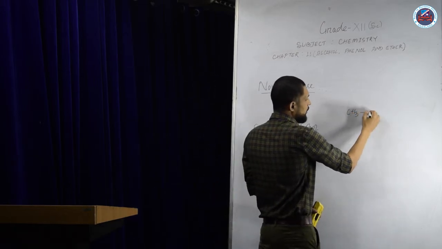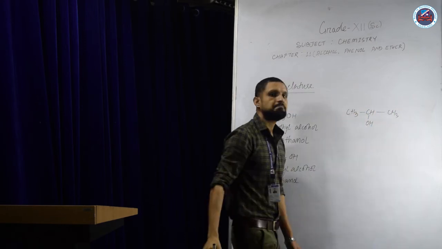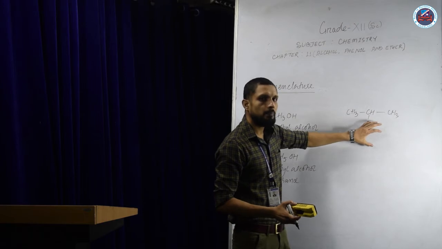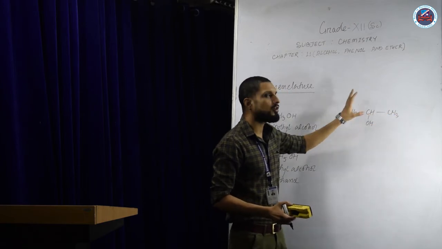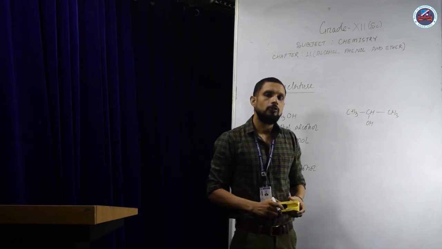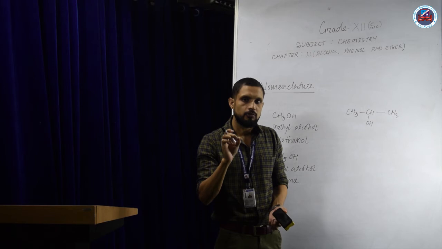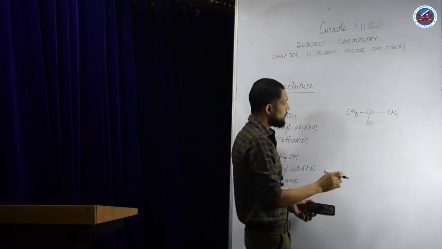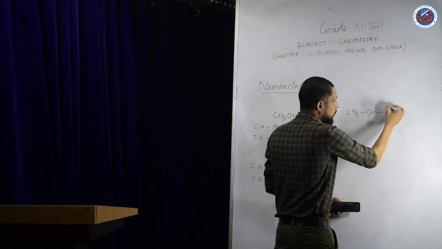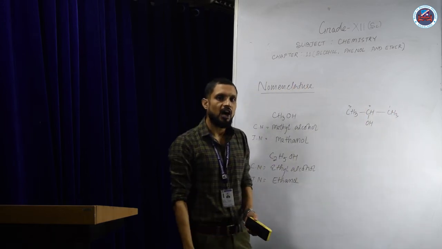So it's CH3, CH, OH, CH3. Now in this compound, the OH group is not present on the terminal carbon. So for this compound, first you'll find out the longest possible carbon chain. The longest possible carbon chain for this compound is 1, 2, 3, a chain with 3 carbon atoms.